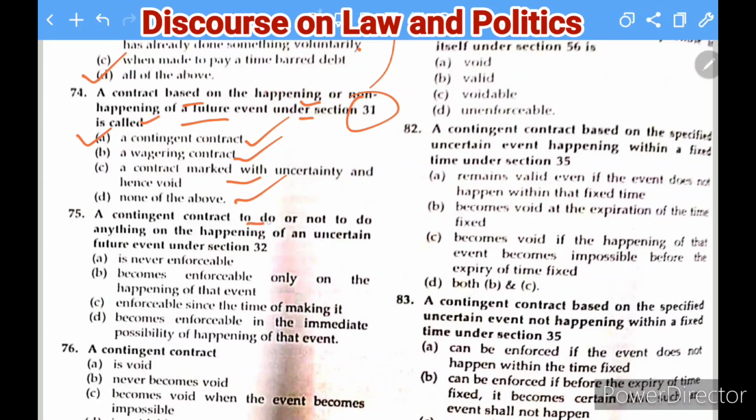A contingent contract to do or not to do anything on the happening of an uncertain future event under section 32. The options: the contingent contract is never enforceable, becomes enforceable only on the happening of that event, enforceable since the time of making it, or becomes enforceable on the immediate possibility of happening of that event. So which is the right answer? Whenever you have a contingent contract, it becomes enforceable only on the happening of that event, because it depends upon the future event.